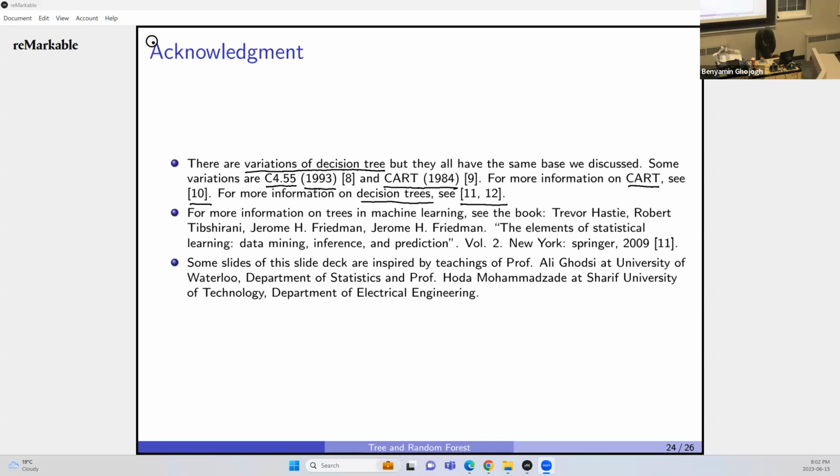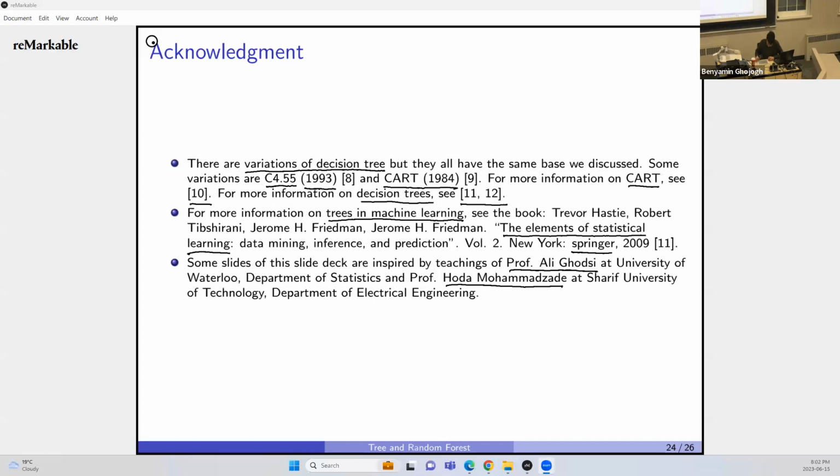For more information on trees in machine learning, you can see the book of Hastie and Tibshirani, Elements of Statistical Learning, in Springer. Some slides of this slide deck are inspired by the teachings of Professor Ali Ghodsi at the University of Waterloo and Professor Hoda Mohammadzadeh at Sharif University of Technology.